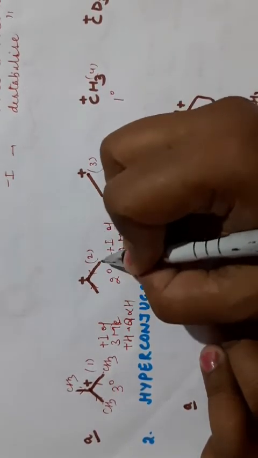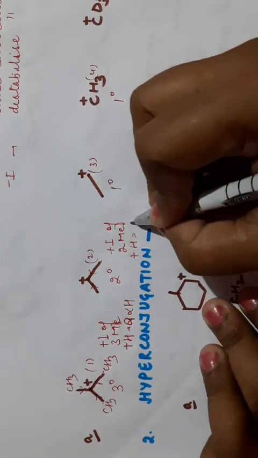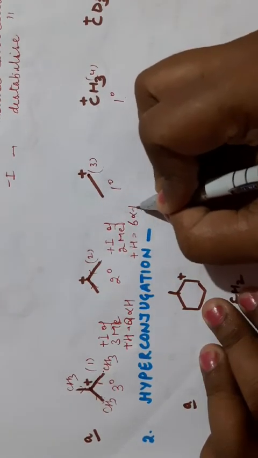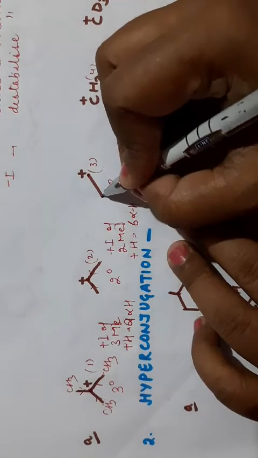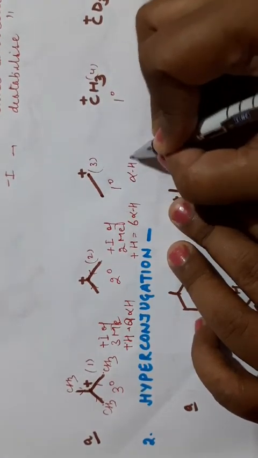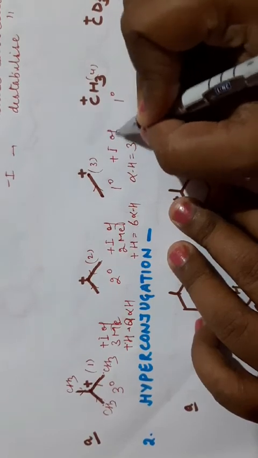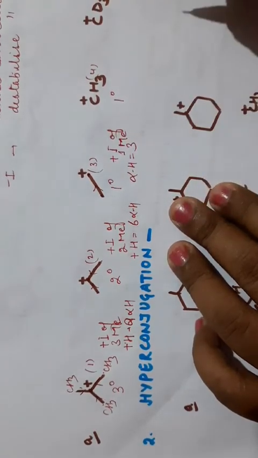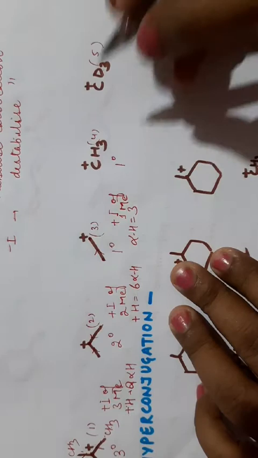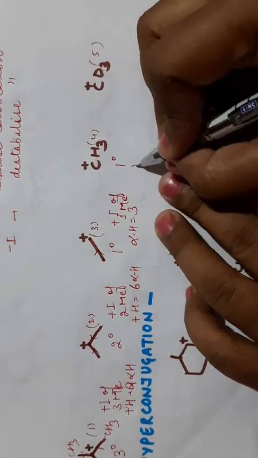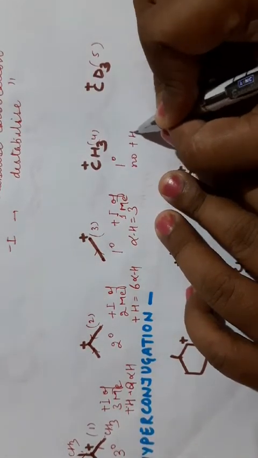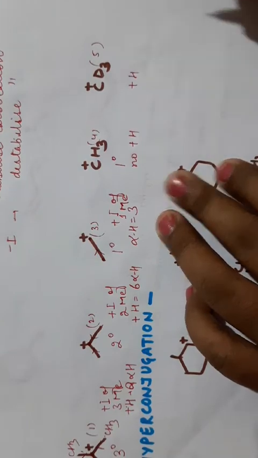In this case, plus I effect of 2 methyl groups and hyperconjugation is also there. How many alpha hydrogen are there? 6. So alpha hydrogen are 6. Here alpha hydrogen are 3 and plus I effect of 1 methyl group. Clear? Then here it is a methyl group, there is no hyperconjugation here, no plus H effect in this case.